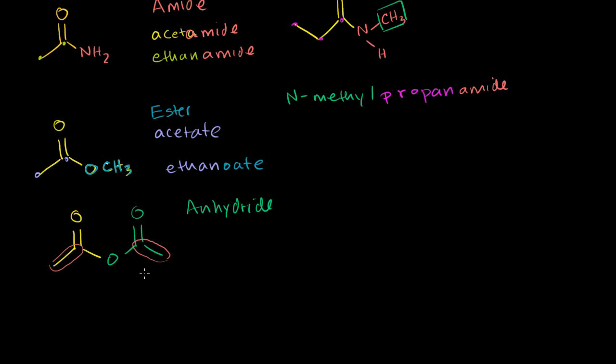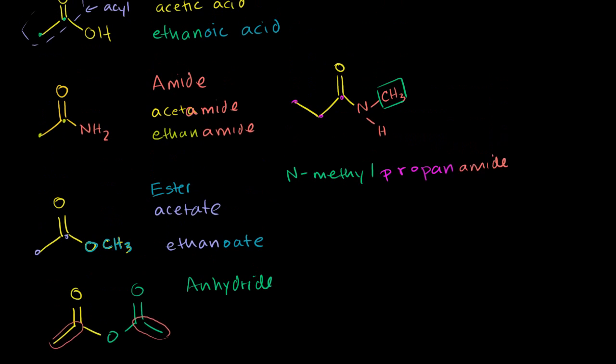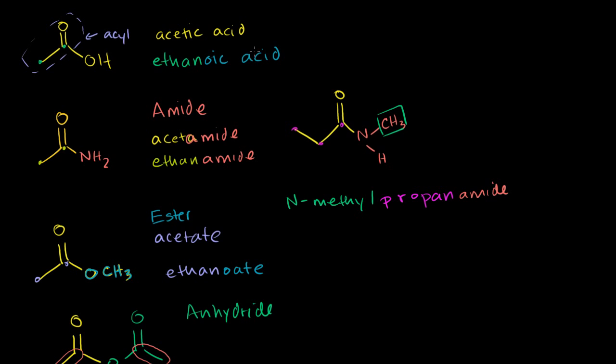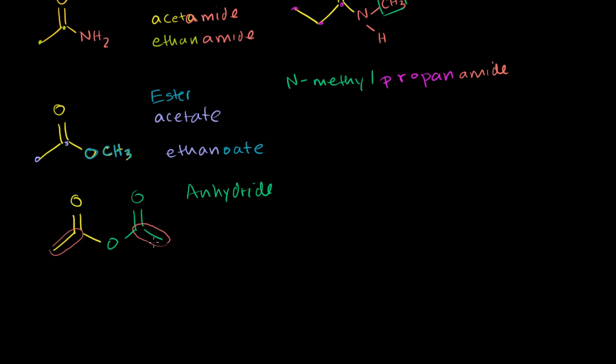So the way to name these is you name it just the same way that you would have named the carboxylic acid. But instead of writing the word acid, you write the word anhydride. So this right here would be acetic anhydride. It's derived from acetic acid. Or the systematic name is, you have 2 carbons, so it's ethanoic anhydride.